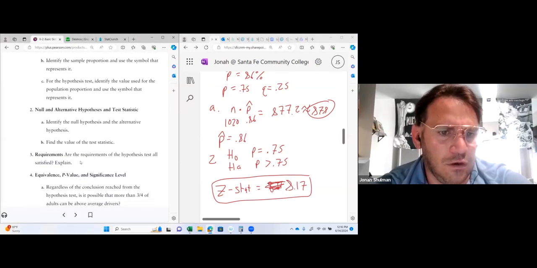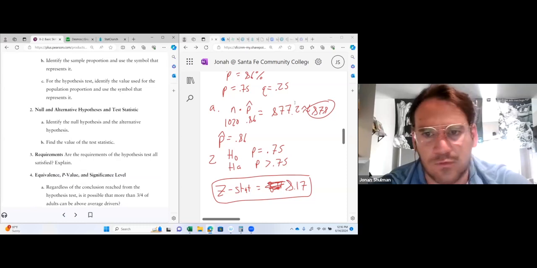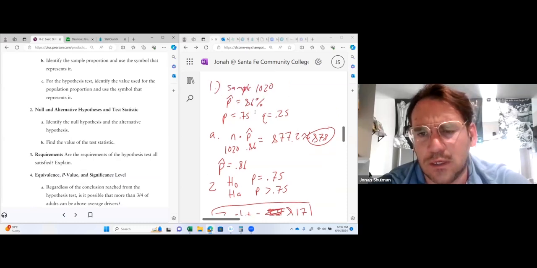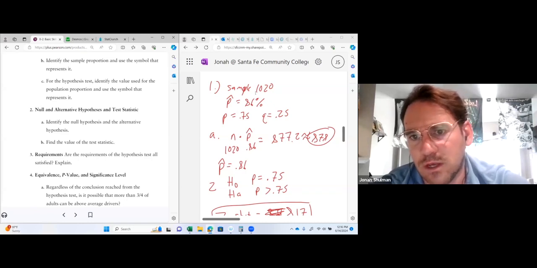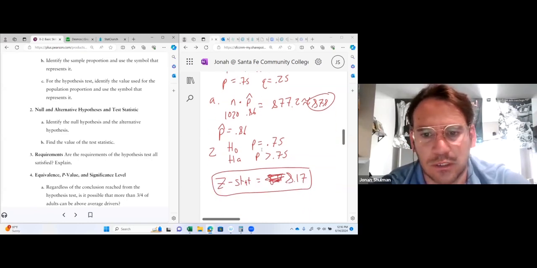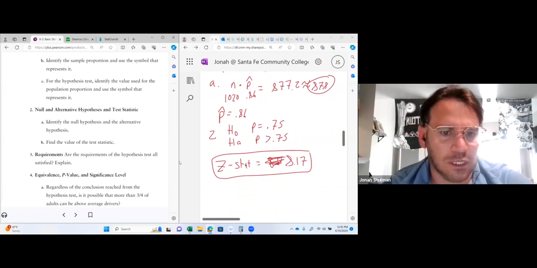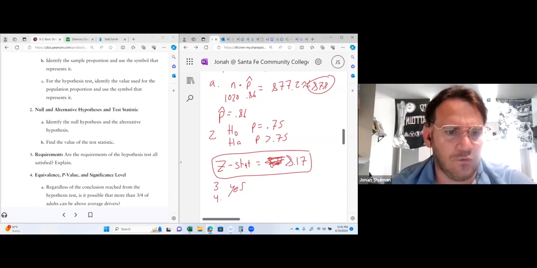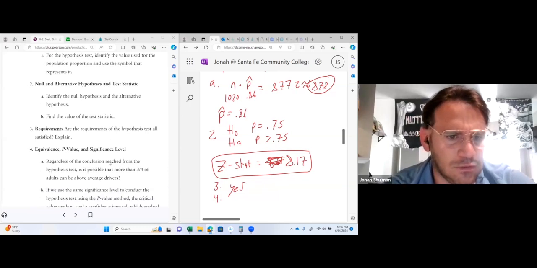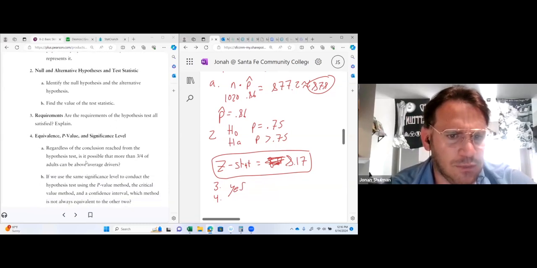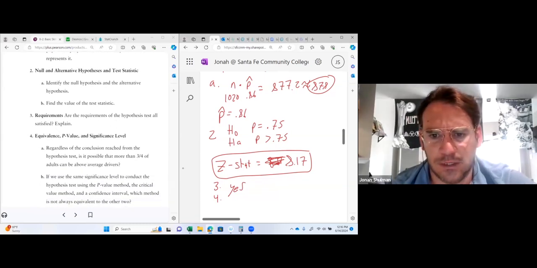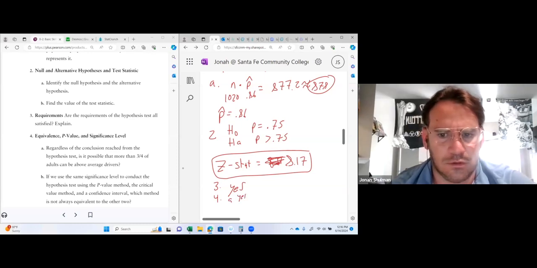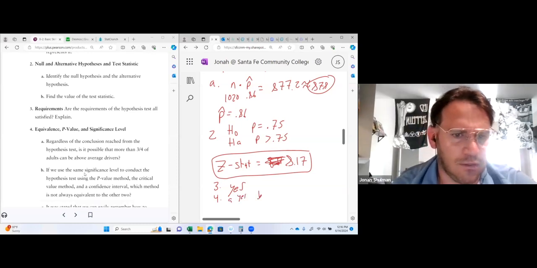Identify, okay. Are the requirements satisfied? Well, yes. There's more than 5 P's, there's more than 5 Q's, because 25% of 1020 is more than 5. It's a yes or no answer, and they're independent. So 3 is yes. 4, regardless of the conclusion, reach from that. Is it possible that? So, okay, A is yes. What is B?